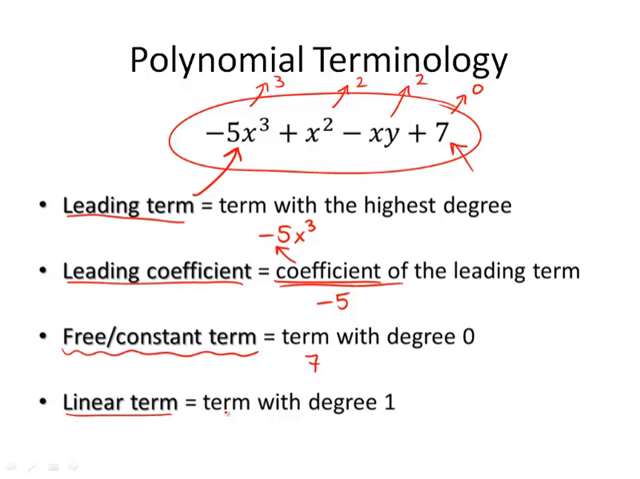And the linear term is the term with degree 1. So in this case we have no linear term. There is no term with degree 1. Technically, you could have said that there was a plus 0x in there, and that term would have had a degree of 1. Therefore, you could say the linear term is 0x.